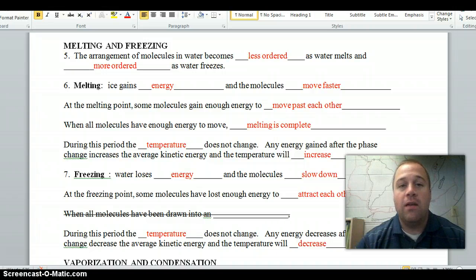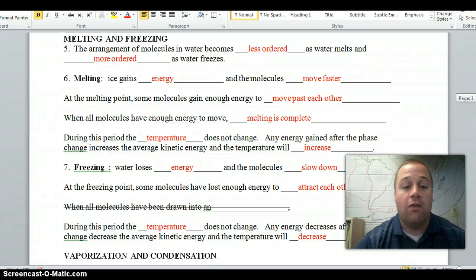So looking at melting, ice gains energy and the molecules move faster. At the melting point, some molecules gain enough energy to move past each other, so they start sliding around each other. Once all the molecules have that energy, then melting is complete. The key for that is that the next part here, during this time, temperature does not change. Even though the molecules are moving around more, the temperature does not change. Once all melting is complete, then the temperature will start to increase as you're gaining more energy.